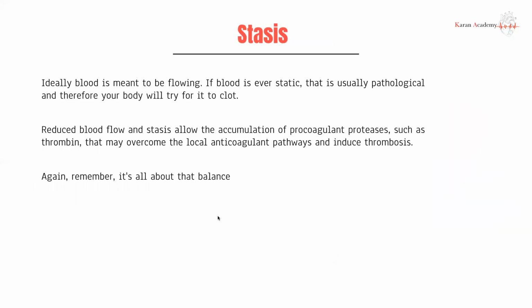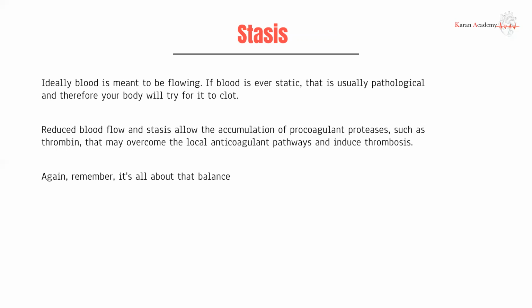Stasis is the next one, and I'm sure you all have heard that stasis can cause clots, but why? Have you ever been told why? I personally hadn't. I thought, well, I know that if blood's not moving, it can clot, but not really why. So what happens is that in your blood, you have procoagulatory proteases, which are basically proteins that are procoagulatory, right? Such as thrombin. These procoagulatory proteases are always acting on the surrounding anticoagulant pathways. So your procoagulants are always trying to cause a clot. Your antis are always trying to prevent a clot, right?